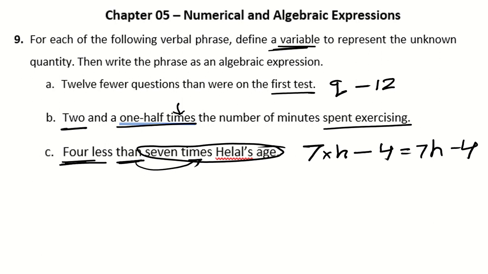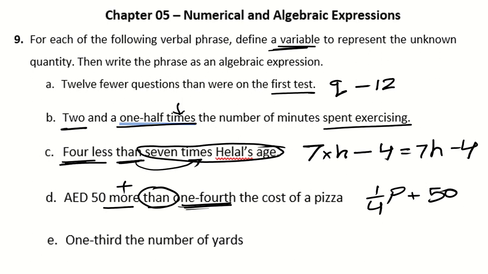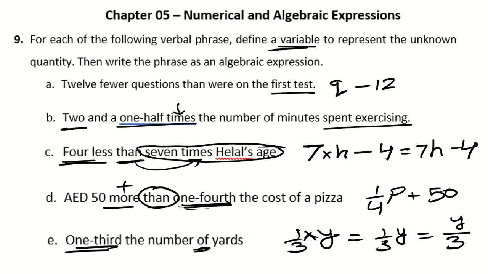Okay. Now another one is 50 dirham more than 1/4 of the cost of the pizza. More means plus, and than means whatever comes after than will come first. So 1/4 of the cost of the pizza and then 50 more than. This will be the answer. Next, 1/3 the number of yards. 1/3 means 1 over 3 of yard. Of means multiply. For yard I am taking the variable y. So its answer will be 1 over 3y, or simply you can write y over 3 also. Both are the same.